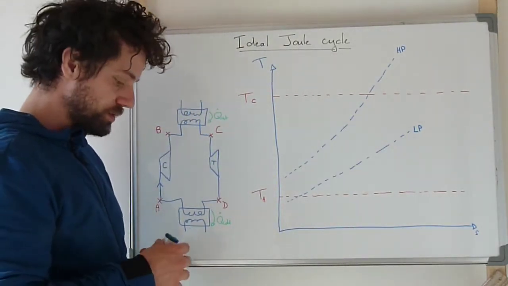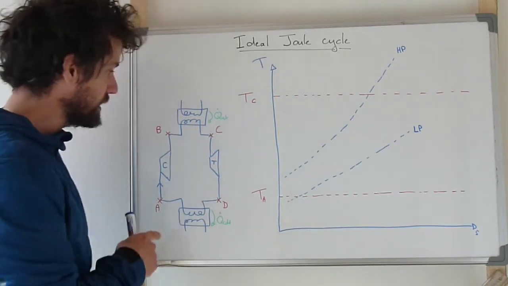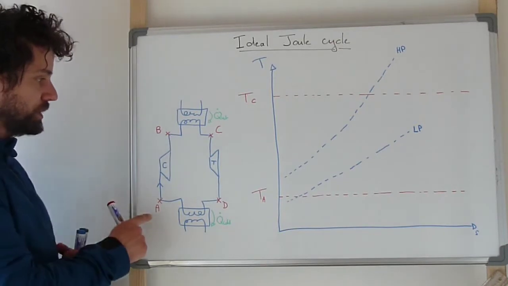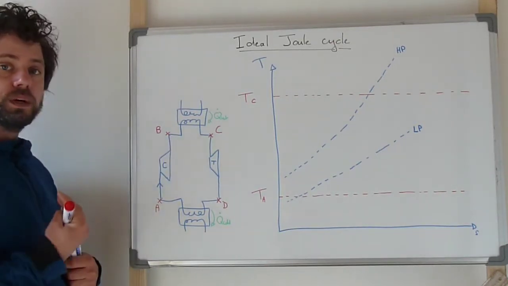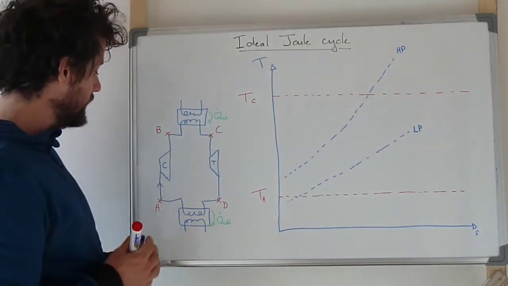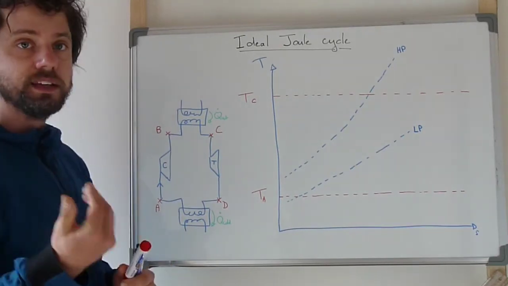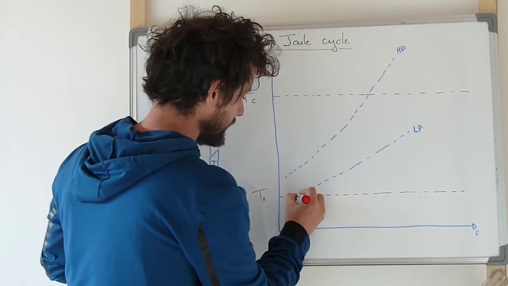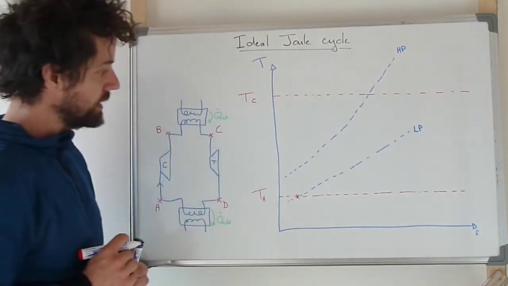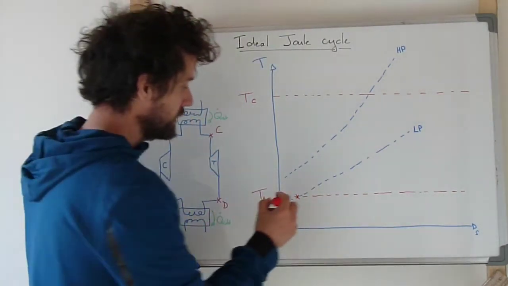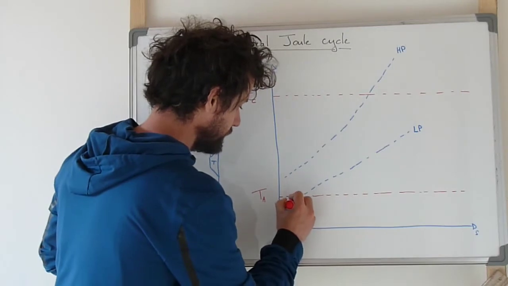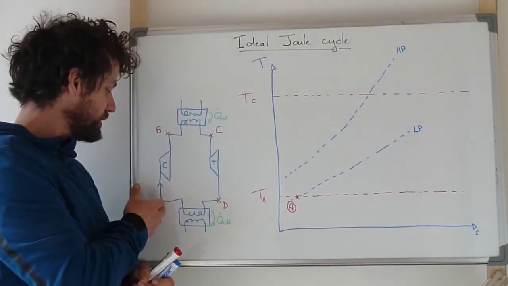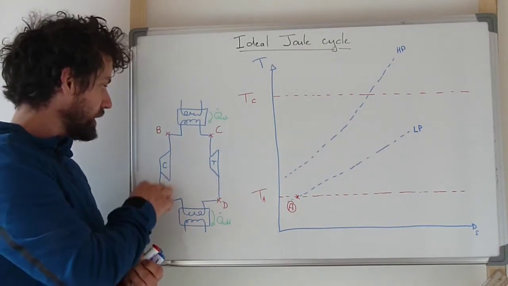So where do we start? I would suggest to start with point A. Point A corresponds to the lowest temperature, so TA, and also low pressure, so the intersection between this low pressure isobaric line and the TA isothermal line corresponds to point A. Then we have a compression of the fluid from A to B.